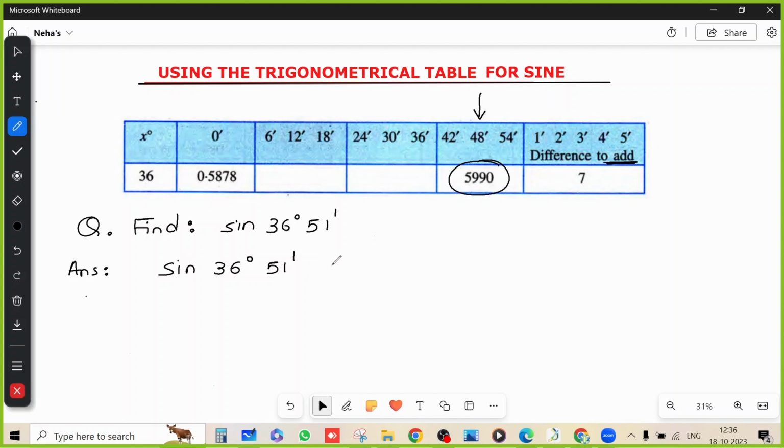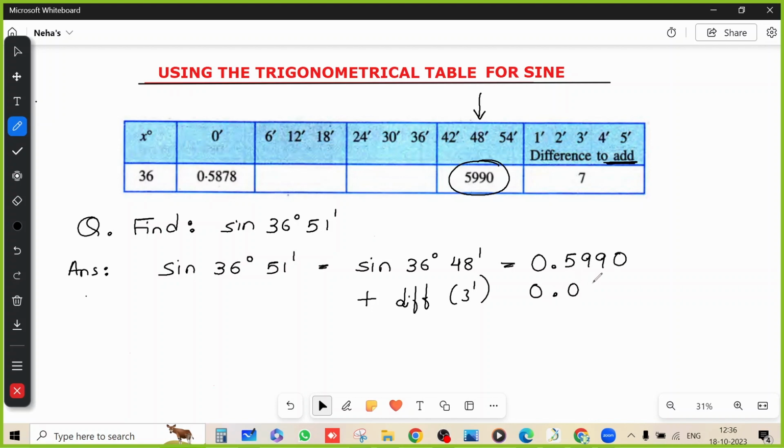So sine 36 degree 51 minute will be found using the value of sine 36 degree 48 minute plus the difference here of 3 minute, because there is a difference of 3 minute between 51 minute and 48 minute. So this is the difference column that is giving us the value of 3 minute here. We will write 5990 in the form of a 4-digit decimal. This will become 0.5990, and the difference here also will be written in decimal form. So this will become 0.0007. The values would be added in case of sine. So this is the value of sine 36 degree 51 minute.